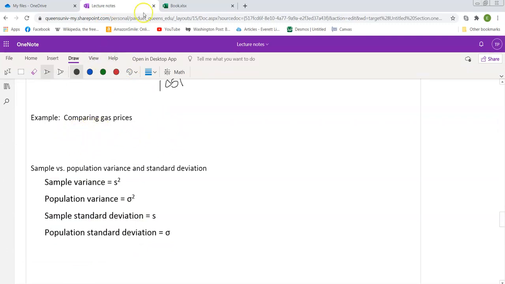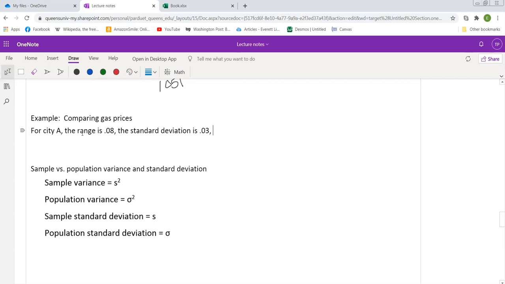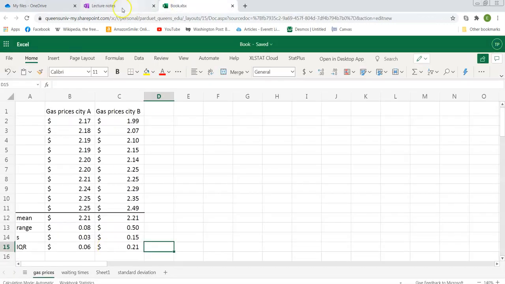So here, if you're writing up your answer, I would say for City A, the range is 8 cents. The standard deviation is 3 cents. And the interquartile range is, I forget what it was, 6 cents.